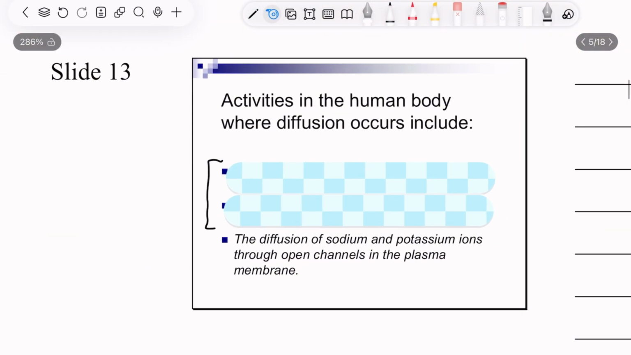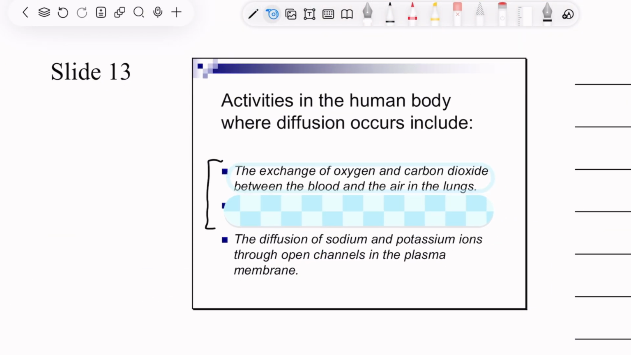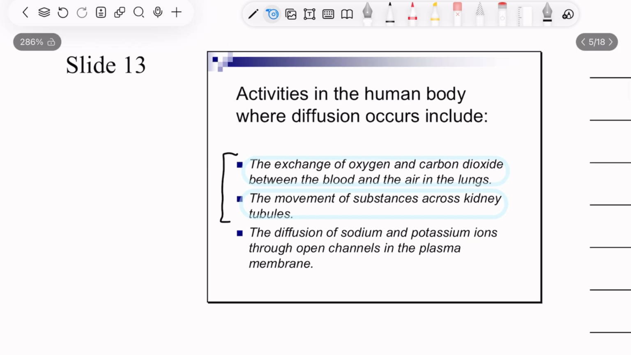Activities in the human body where diffusion occurs include the exchange of oxygen and carbon dioxide between the blood and the air in the lungs, and the movement of substances across kidney tubules. Another example is the diffusion of sodium and potassium ions through open channels in the plasma membrane. So what is this slide saying? Well, it's saying that sodium and potassium ions move through open channels in the cell membrane, driven by their concentration differences. This movement is crucial for processes like nerve signaling and muscle contraction, where the flow of these ions helps create electrical impulses.